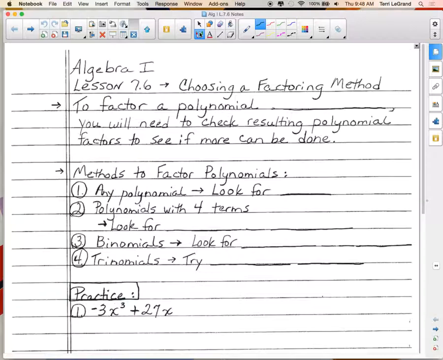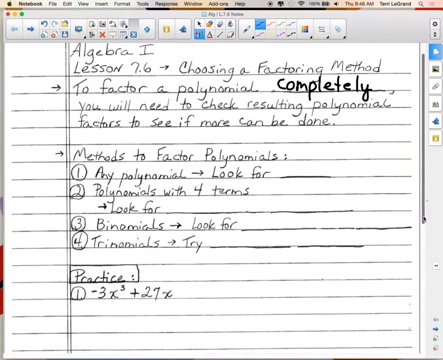This is factored completely. In other words, you don't stop until none of the factors can also be factored, okay? So, to factor a polynomial completely, since that's our goal today, we now know all these factoring methods. So to be able to factor a polynomial completely, you will need to check resulting polynomial factors to see if more can be done. So you don't get to just do one factoring, stop and say I'm done. You have to check each of those factors and see if there's anything more you can do.